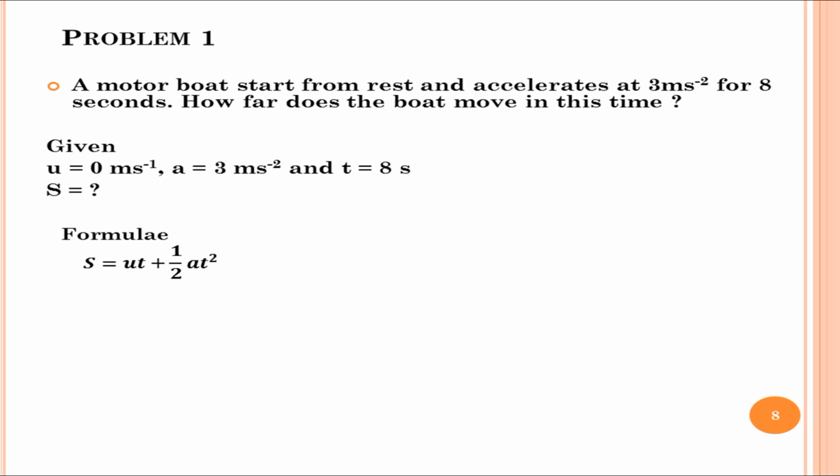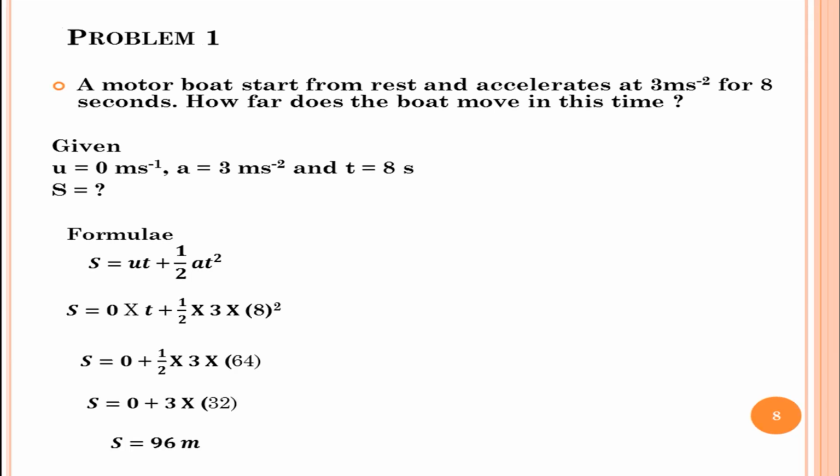Therefore, s is equal to 0 into t plus half into 3 into 8 square. Therefore, we are getting 2 ones are 2, 32 2s are 64, 32 into 3, we are getting s is equal to 96 meters.